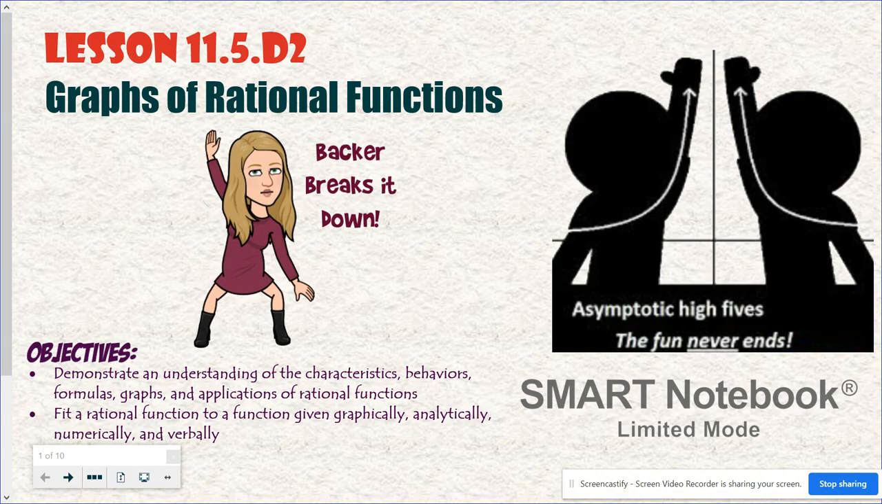In this episode, we are going to explore graphs of rational functions with a focus of writing a rational function given the graph.